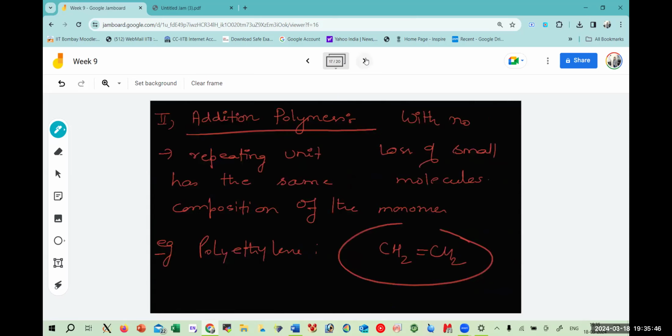Another type of polymers, based on the process they follow, is addition polymers. In condensation polymers, we saw that there are two different monomers. Say, if I want to make polyamide, I need a monomer of amine and a monomer of acid. Whereas in addition polymers, there is only one monomer with the same repeating unit. Say, for example, polyethylene only requires the ethylene molecule. It does not require any other molecule and there is no loss of small molecules. This is the addition polymer definition.